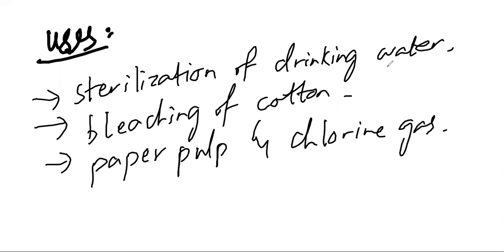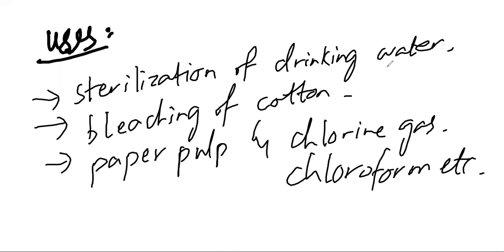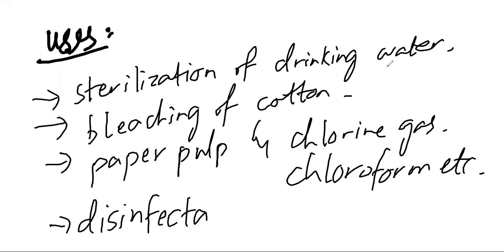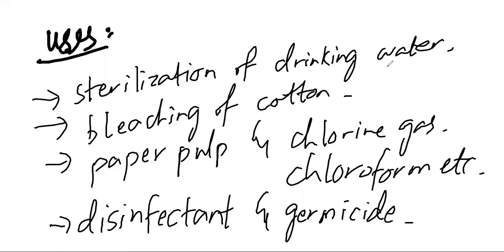We can also separate chlorine gas from bleaching powder. Also chloroform can be manufactured from bleaching powder, etc. Also used as a disinfectant and germicide. This is also used as a germicide for killing germs and for infection of diseases. It's also used as a disinfectant.